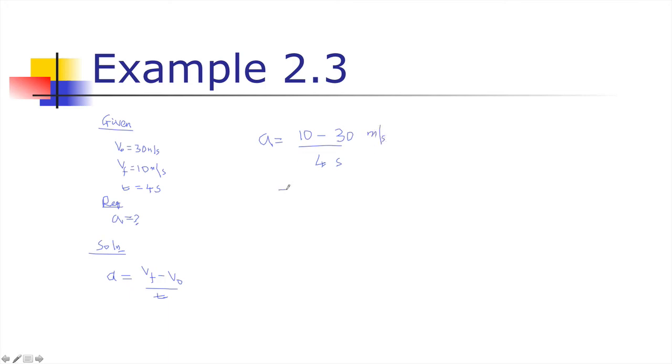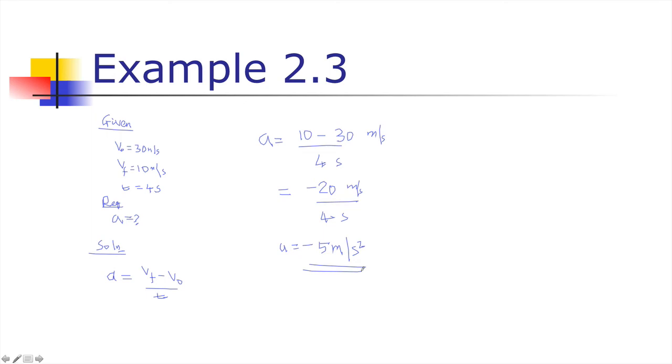So 10 minus 30 is negative 20 meter per second. You divide that by 4 seconds, then your acceleration is going to be negative 5 meter per second per second. Okay, so this is the rate at which the speed is changing.